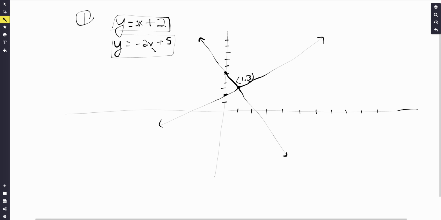But for this case, you need to know that these two graphs have one solution because their slopes are different from each other and their y-intercepts are different from each other. So they're bound to touch at one point. Okay, let's go into the next graph.